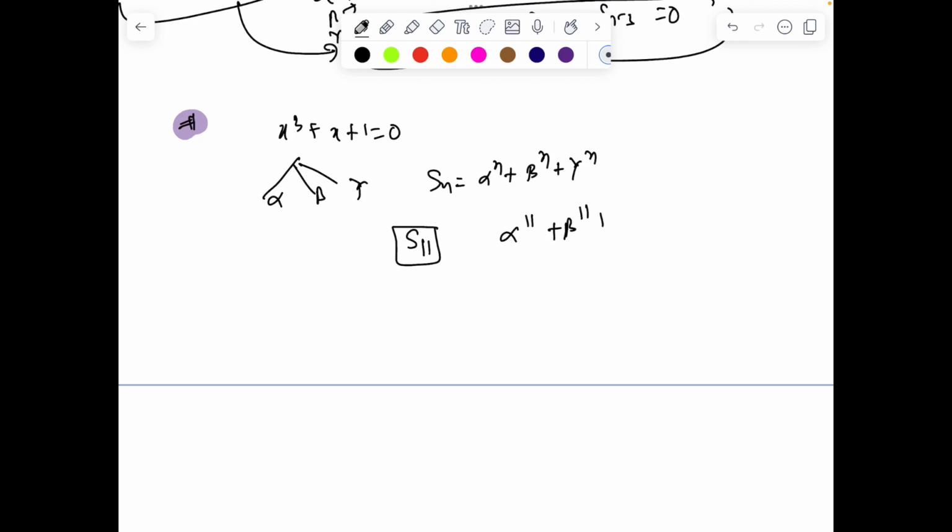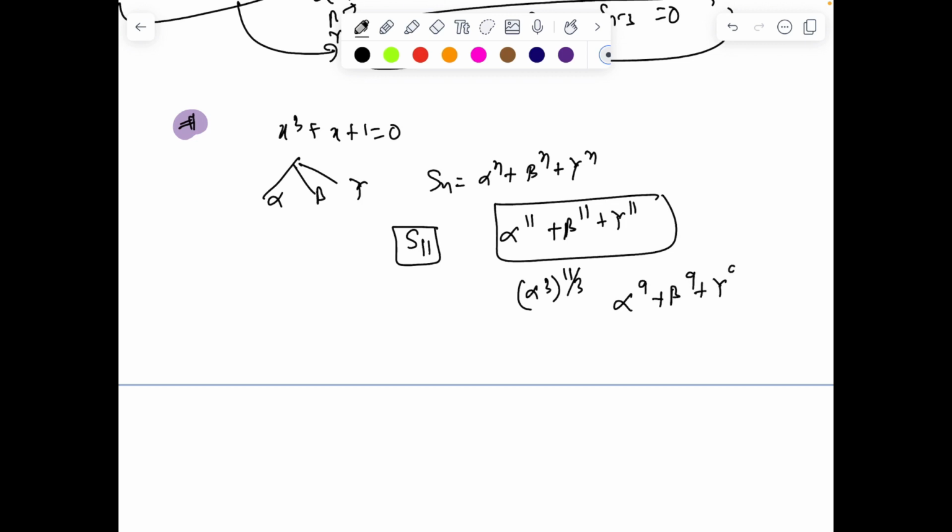Means find alpha 11 plus beta 11 plus gamma 11. Of course, you can do it with a cube plus b cube plus c cube, but that will be very difficult because alpha cube to the power 11 by 3 you have to take. Or maybe you'll go to alpha to the power 9 plus beta to the power 9 plus gamma to the power 9, multiply with alpha square plus beta square plus gamma square to produce alpha 11. And again, the remaining terms you have to trade off. Right? You have to manipulate. So it will be huge manipulation.